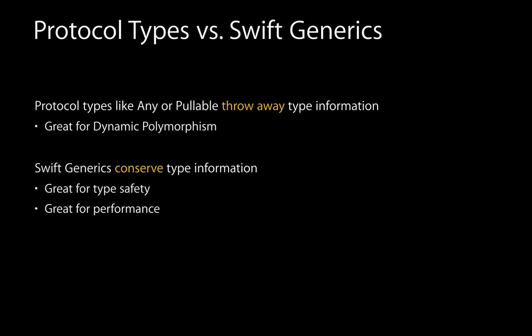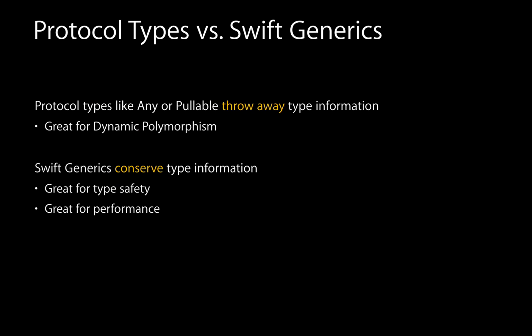Now, we've seen two very different ways to deal with things of arbitrary type. We could pass them as instances of a protocol type like any or Pullable that John showed you, which erases type information. Or we could pass them as generic parameters. We could let them bind to the generic parameters of generic functions, and that conserves type information.